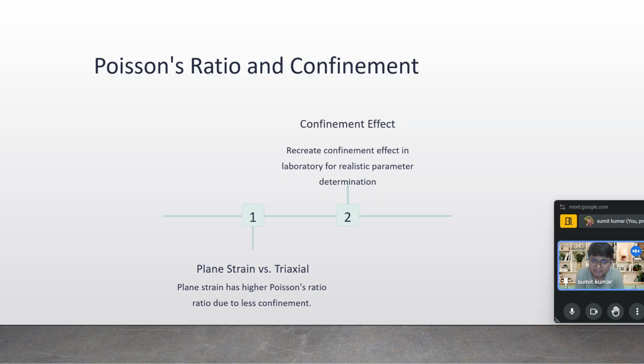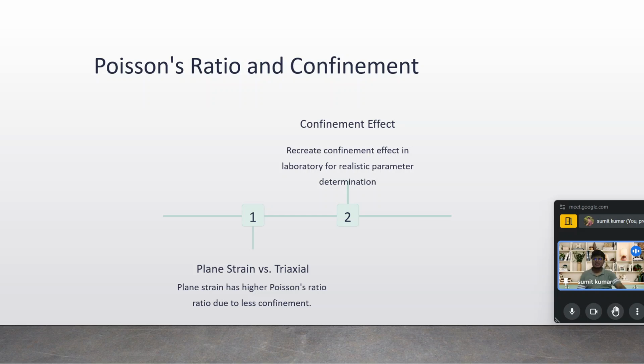Similarly, when we talk about the confinement effect in the laboratory for realistic parameter determination, as I have discussed this point at different times, consider the real field situation. Suppose wherever you are at this point of time, if you go to the field, you see soil is there. Assume soil 1 meter below your feet.